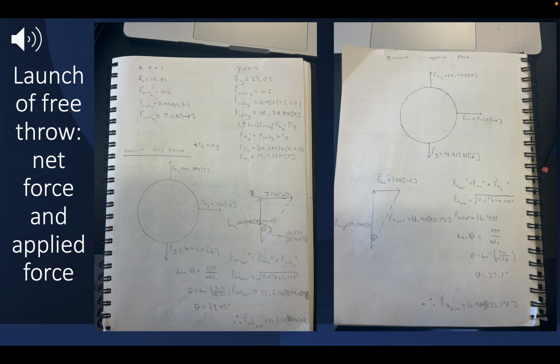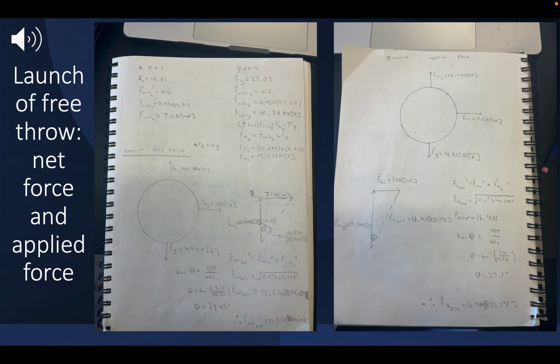So now we will be looking at the net force and the applied force on the ball. First, we will start off by solving the net force on the x-axis. And to do this, we will simply multiply the mass, which is 0.45, by the acceleration, which is 15.81 meters per second squared to the right. Doing this, we get a net force of 7.11 newtons to the right, which also equals the applied force on the right.